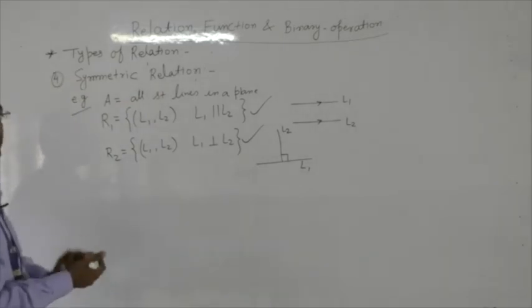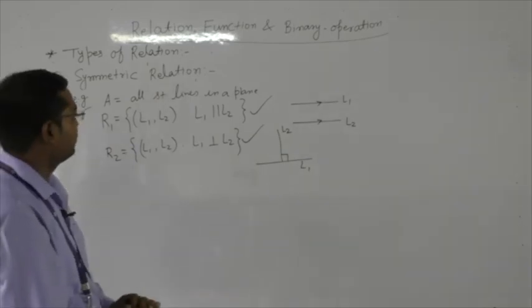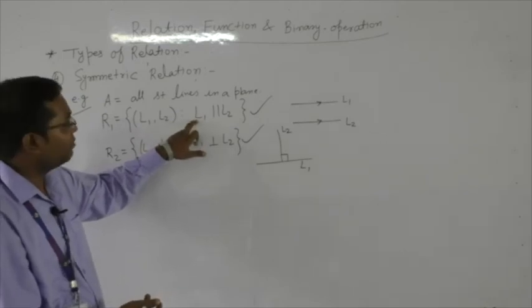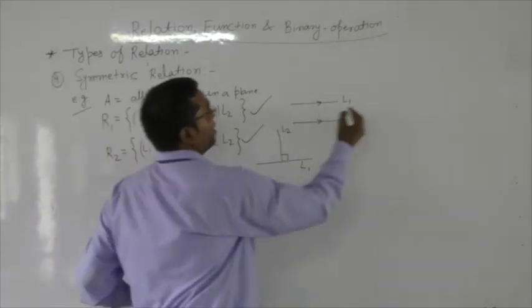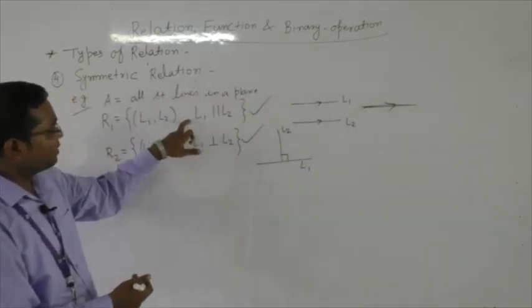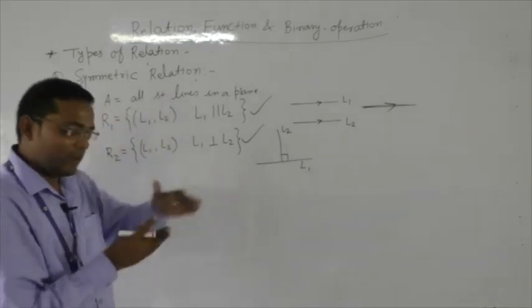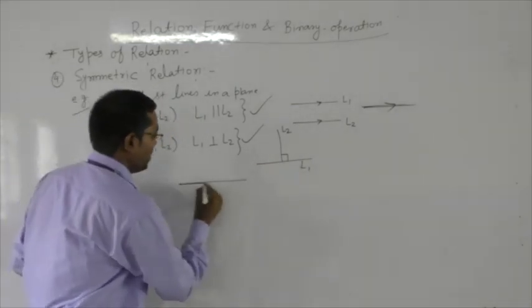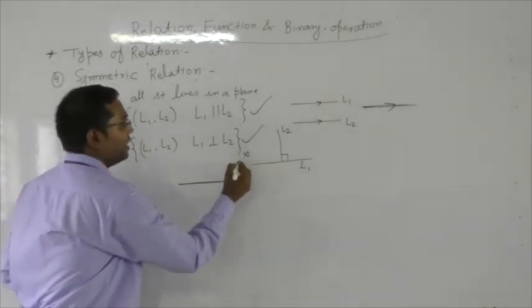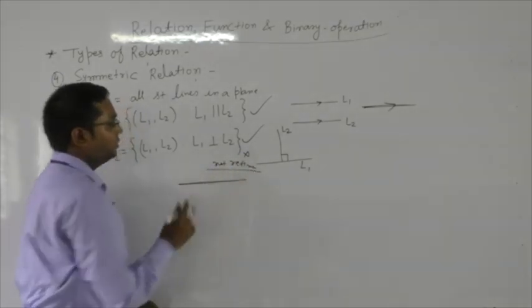Now let's check for what we studied, the reflexive relation. Reflexive relation means, with two straight lines L1 and L2, do we have every straight line parallel to itself? Yes, of course. Then this is the reflexive relation as well. Now check for this: do we have every straight line perpendicular to itself? Of course not, because this would make a 180-degree angle. Hence this is not reflexive.